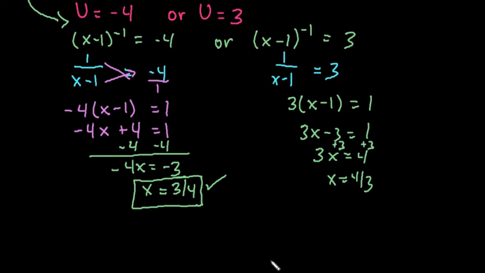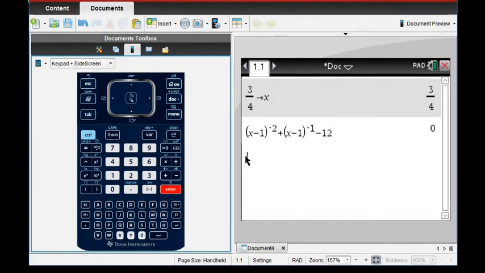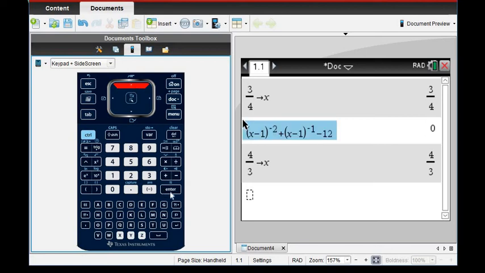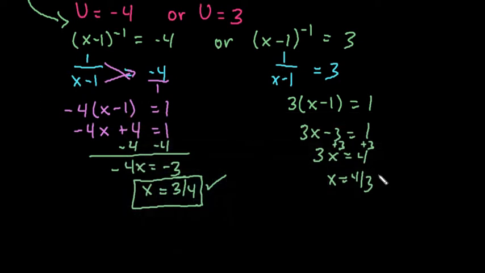And we want to check the other one. I'm going to do the same thing. Instead of the 3/4, I would just store the 4/3 for x. And then instead of retyping the whole equation, we can just go back up and grab it and hit enter. We see that that also gives us 0. So this is also a verified solution. So the solution to the problem is the set of numbers 3/4, 4/3.